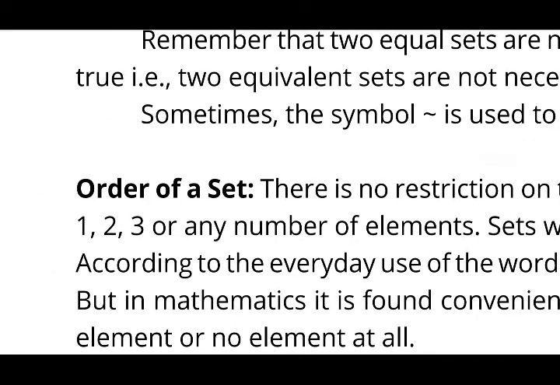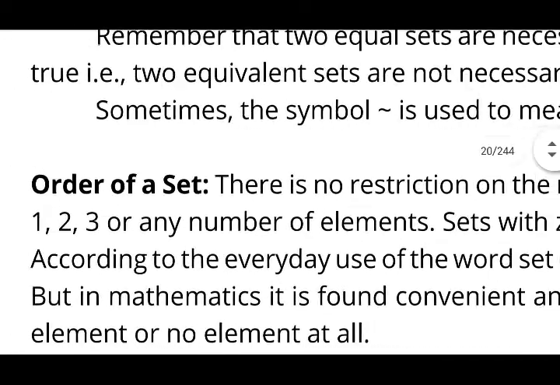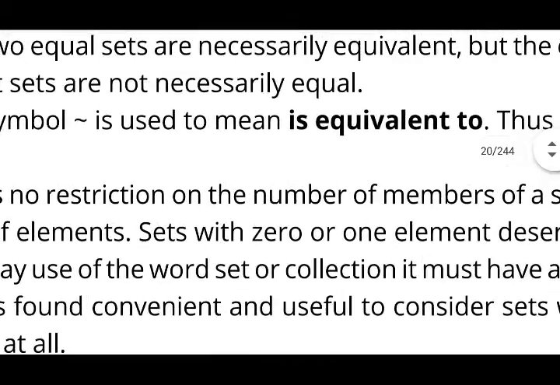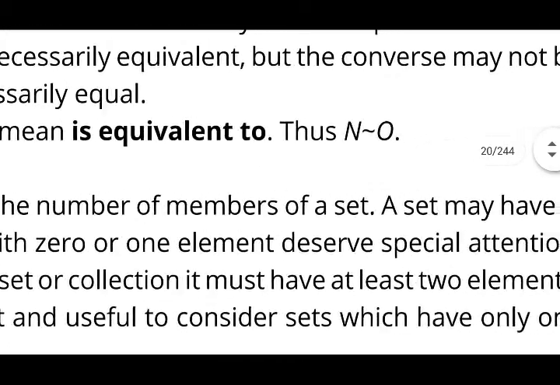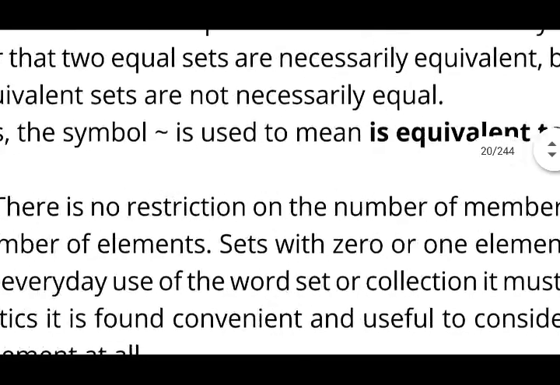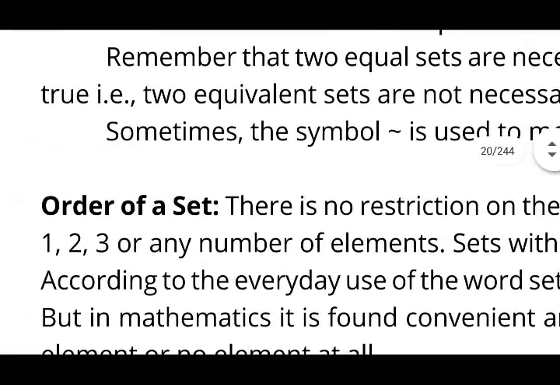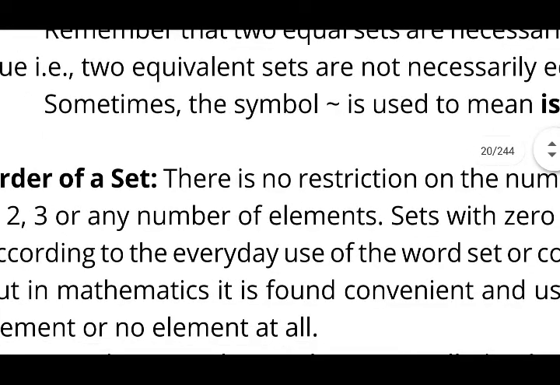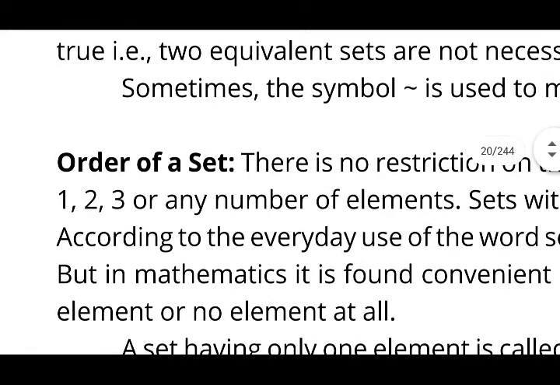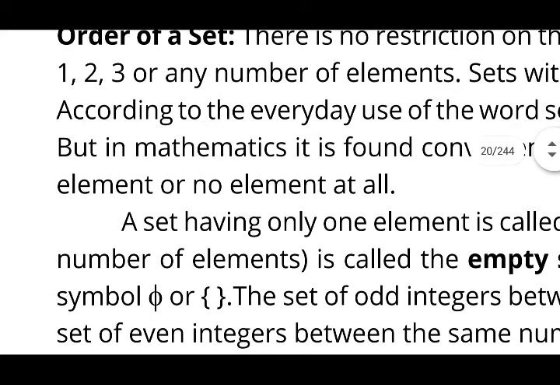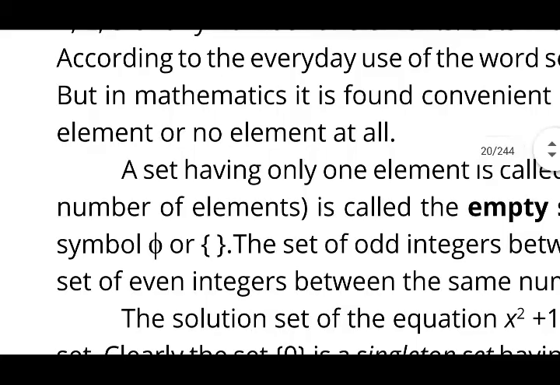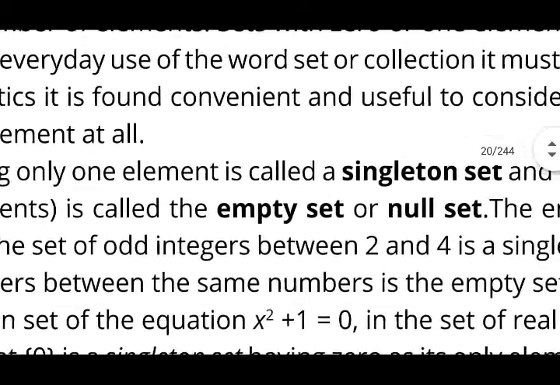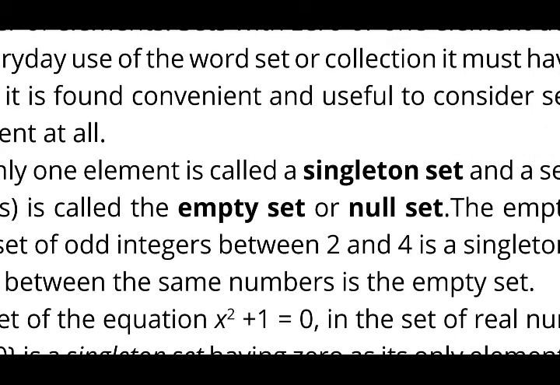Next is the order of a set. There is no restriction on the number of members of a set. A set may have 0 elements, 1 element, 2 elements, 3 elements. A set with 0 elements is called a null set, and a set with 1 element is called a singleton set.